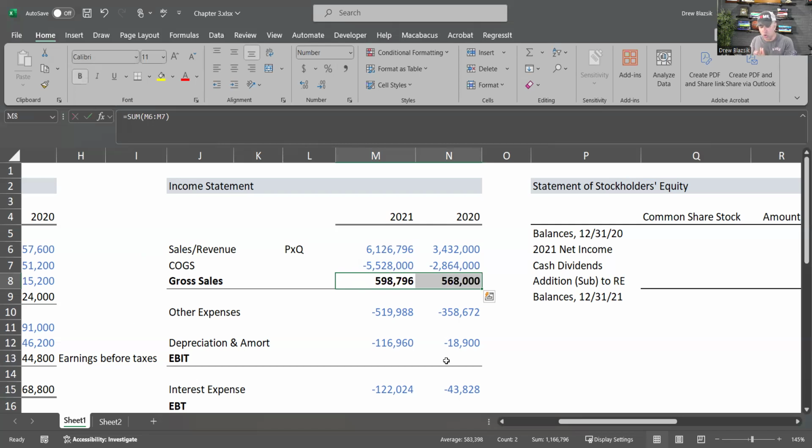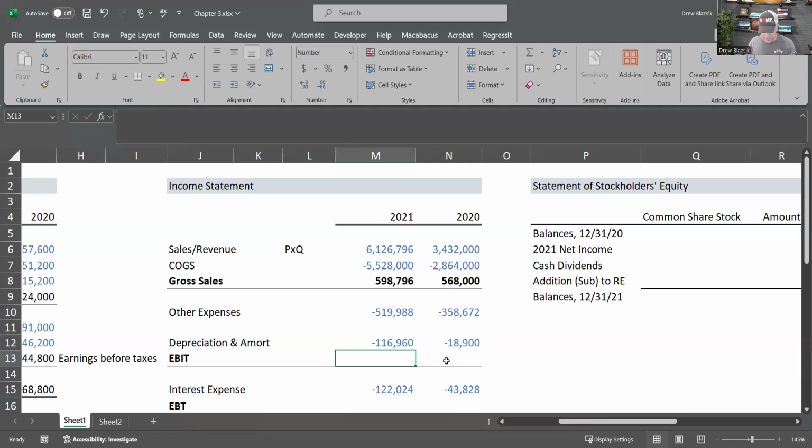You can see our gross sales went up. It's a good thing. 2020 to 21, it went up. Next, we want to calculate our EBIT. That's earnings before interest and taxes. We want to know what that is. EBIT is also considered operating margin or operating profit. It's from operations of the company, how much money we make before we have to pay taxes, before we have to pay interest on our loans or interest revenue coming in.